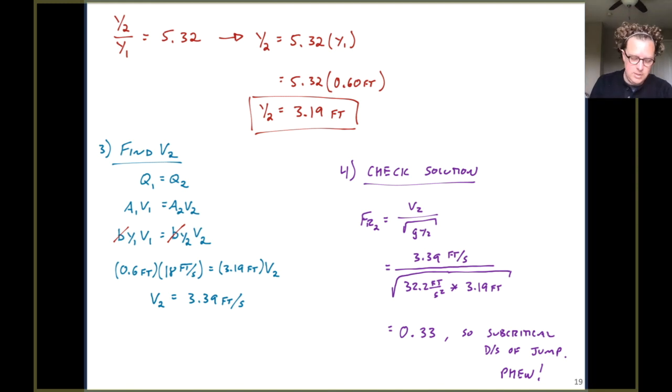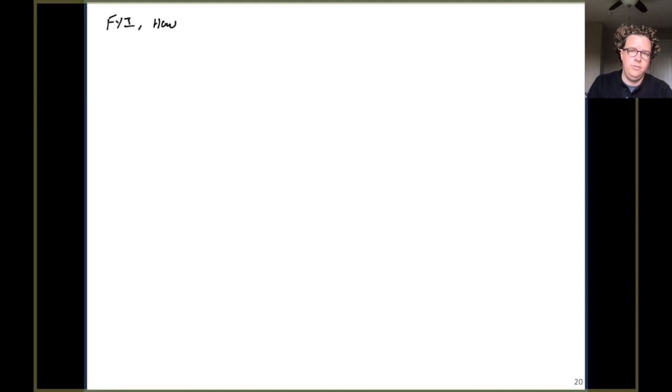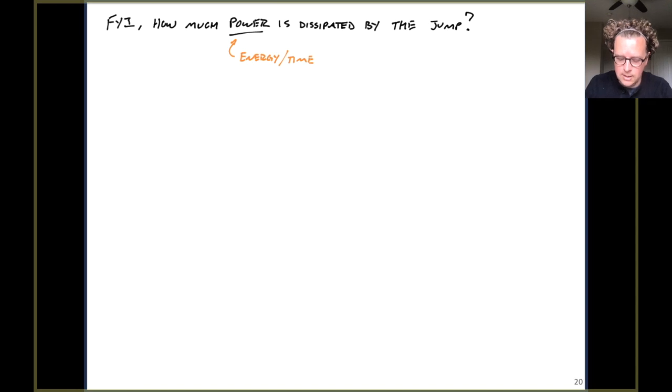Now, strictly speaking, this is what you were asked for in the video. You have found Y2 and V2. I want to show you just a couple extensions to link this back to some other work we've done in this class. So one of those extensions is how much power is dissipated by the jump. And of course, power is energy per time. So if we know the head loss across the jump, we could calculate the power that's dissipated.